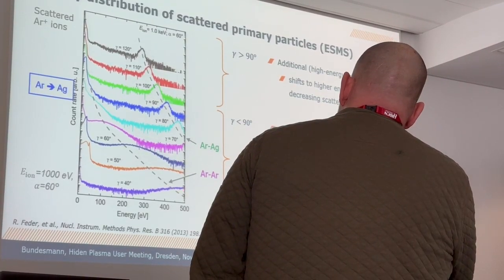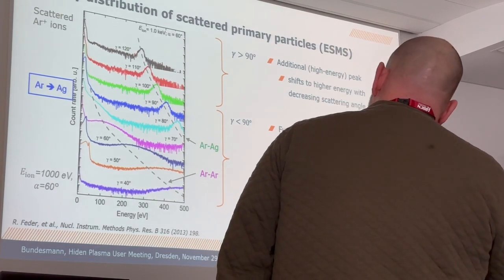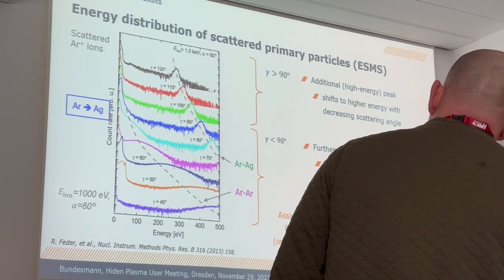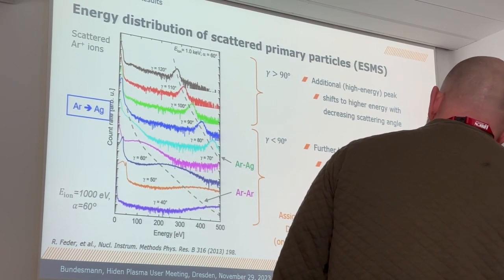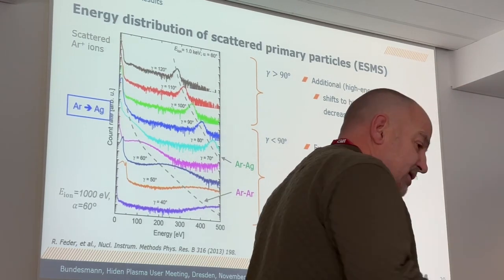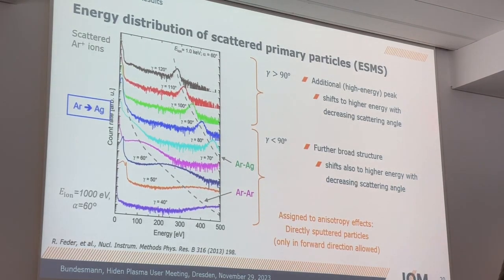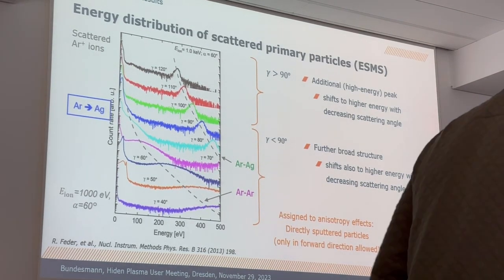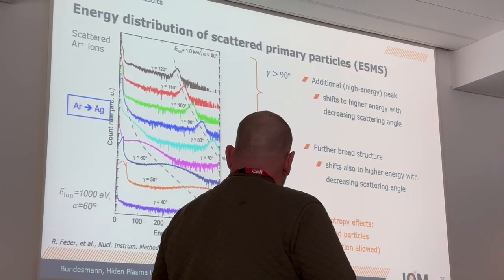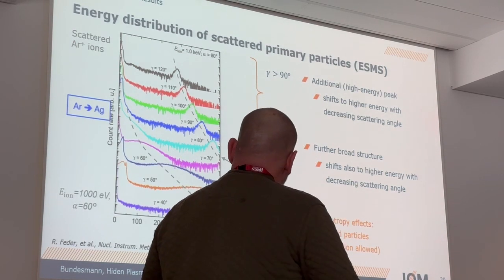happens. And there's an additional broad structure. We can assign this high energy peak to argon ions that are directly scattered at silver target particles. And this peak relates to argon ions which are scattered at implanted argon ions. So if you bombard the surface with argon, also argon ions get implanted and they act as scattering partners. So you have two peaks, one peak for argon at silver, one peak for argon at argon.